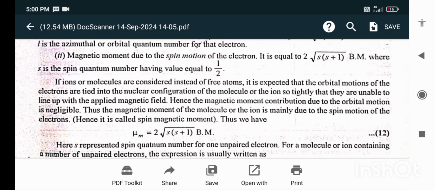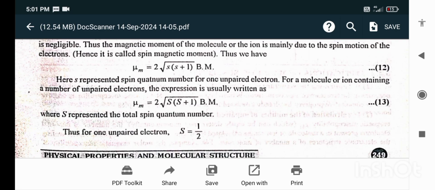If ions or molecules are considered instead of free atoms, it is expected that the orbital motions of the electrons are tied into the nuclear configurations of the molecule or the ion so tightly that they are unable to line up with the applied magnetic field. Hence, the magnetic moment contribution due to the orbital motion is negligible. Thus, the magnetic moment of the molecule or the ion is mainly due to the spin motion of the electrons. Hence, it is called spin magnetic moment.